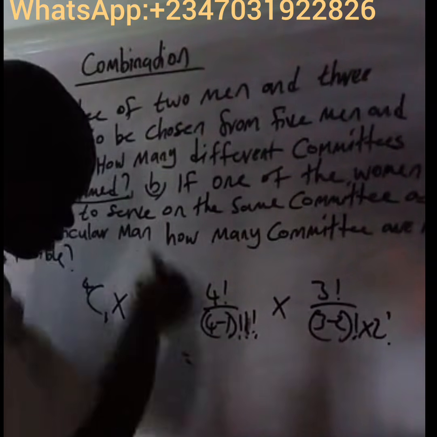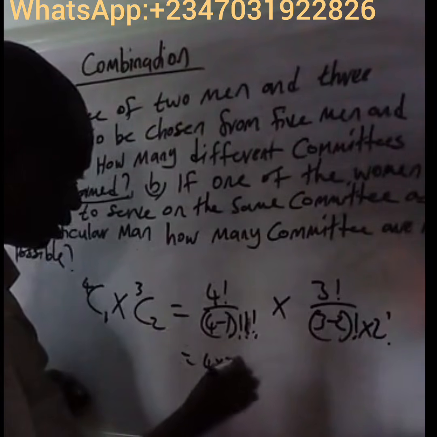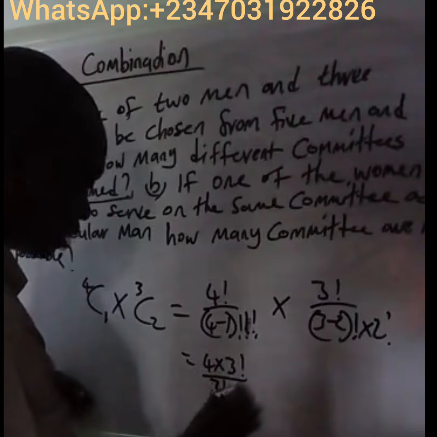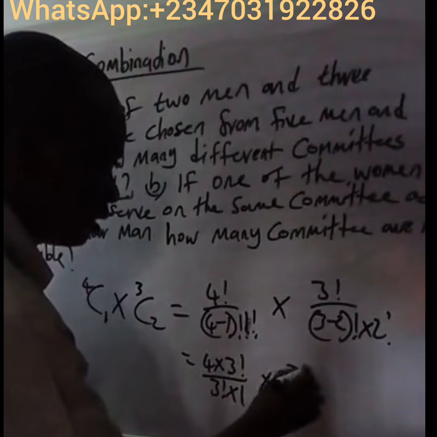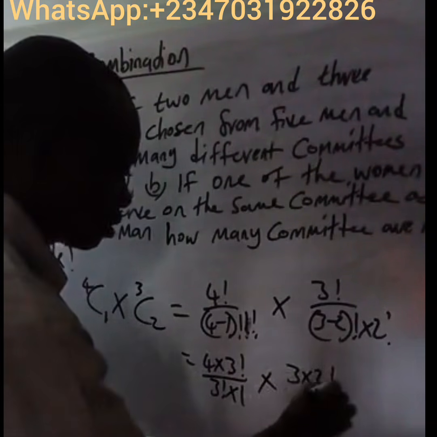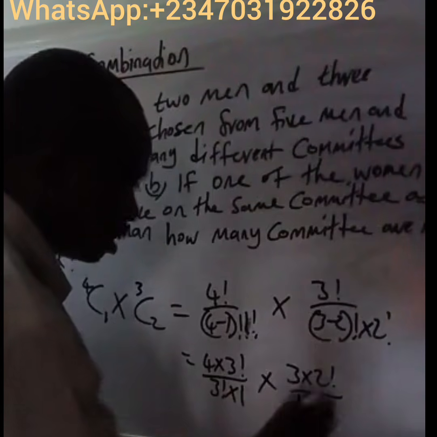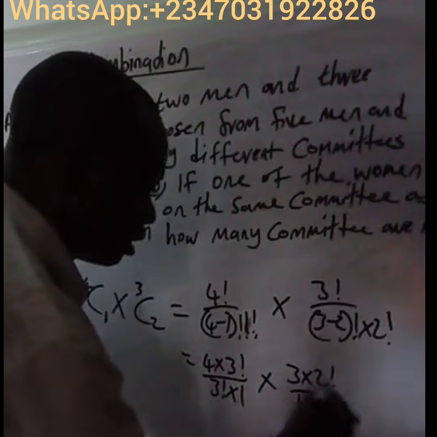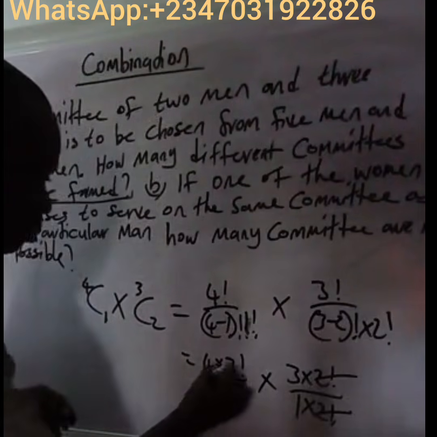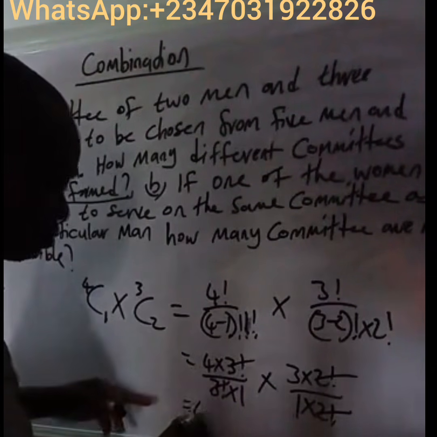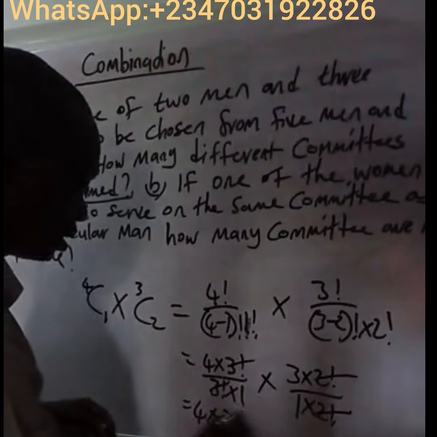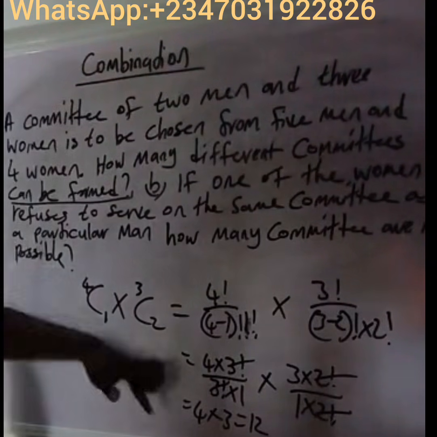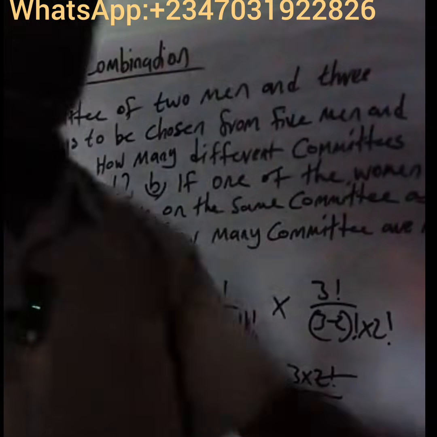And 4 factorial is 4 times 3 factorial over 4 minus 1, which is 3 factorial, times 1 factorial, which is 1. Then times 3 factorial, which is 3 times 2 factorial, over 3 minus 2, which is 1 factorial, which is 1, times 2 factorial. So 2 factorial will cancel 2 factorial, and here 3 factorial will cancel 3 factorial. So here we now have 4 times 3, which is 12. So this is 12 if a particular man and a particular woman are in the committee.